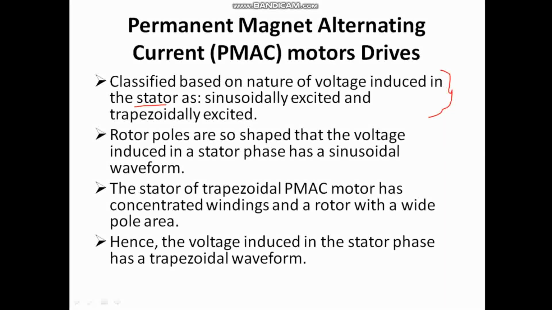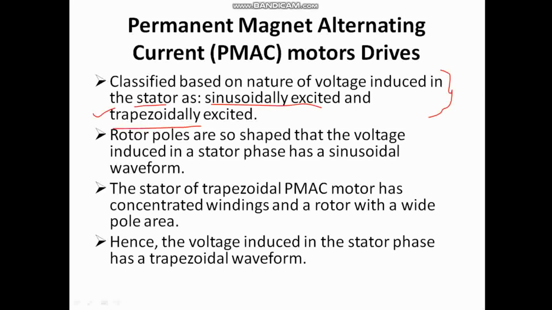We know that motors have a stationary part and the rotor part. So what is the nature of voltage induced in the stator? Depending on this, it is classified as sinusoidally excited machines or trapezoidally excited PMAC machines, right? In the former, the induced voltage has a sinusoidal waveform, whereas in this type of PMAC, the waveform shape is trapezoidal.